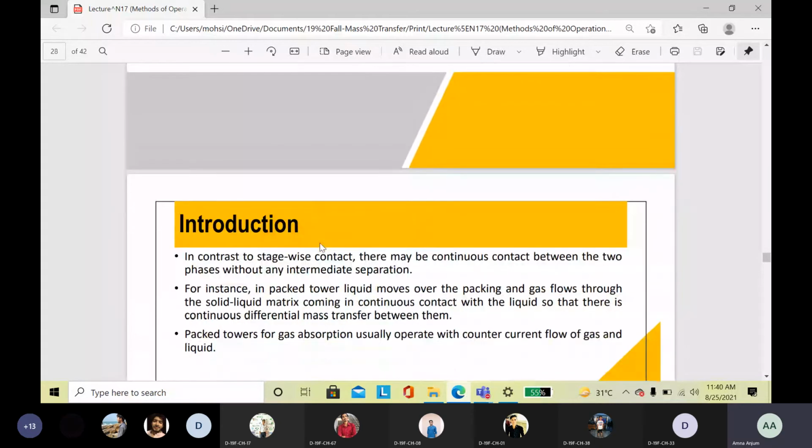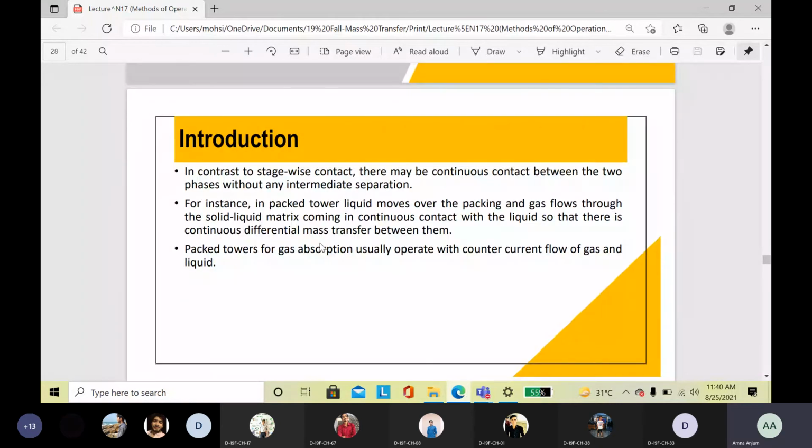Continuous differential contact में हमारे पास क्या होता है? In contrast to stage wise contact, there may be continuous contact between the two phases without any intermediate separation. For instance, in packed tower, liquid moves over the packing and the gas flows through the solid liquid matrix coming in continuous contact with the liquids, so that there is continuous differential mass transfer between them.